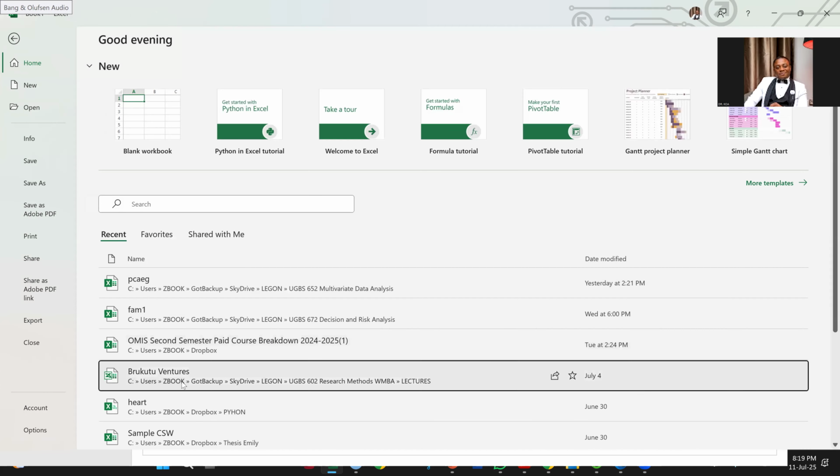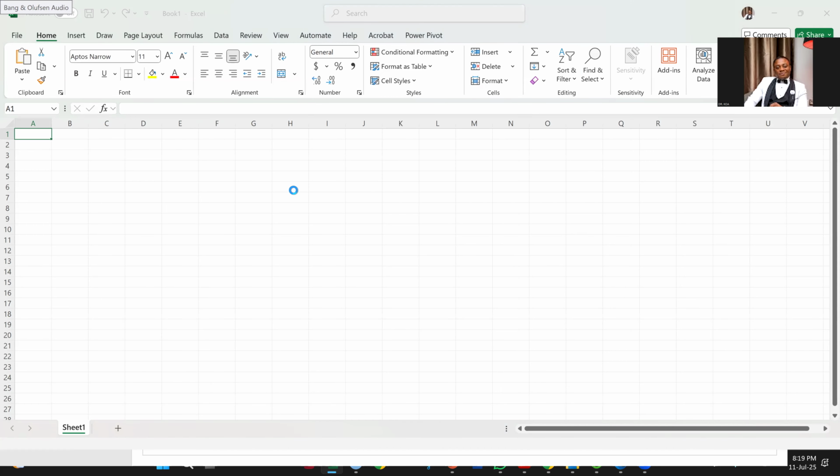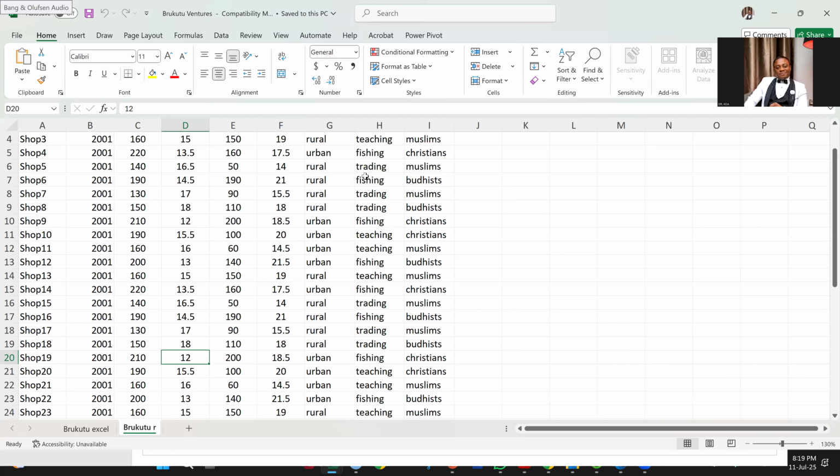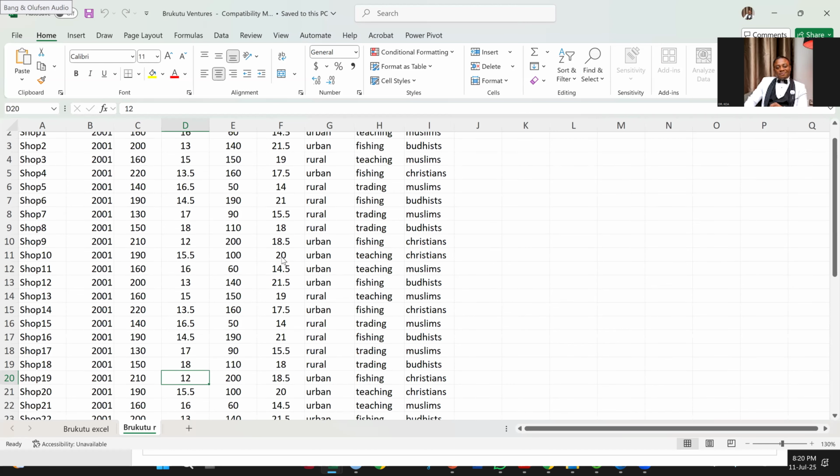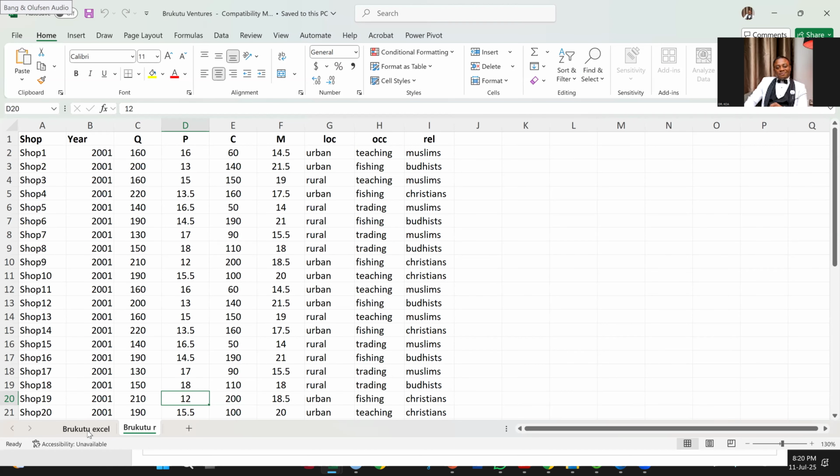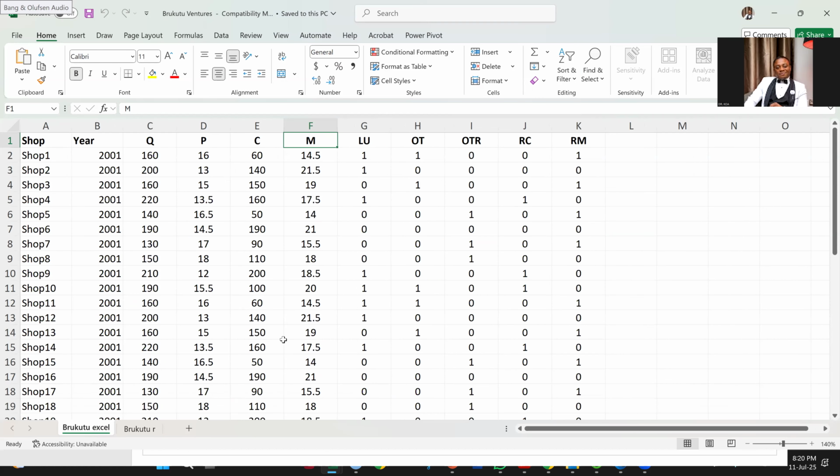So, the Burukutu data set. Guys, I'm going to do something very fast because I've done a video of it. We are using this portion of the Excel, but the data set is here. You can always run a lot of things on the data set.